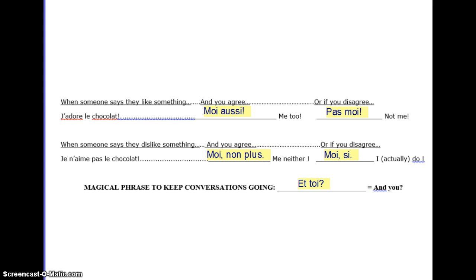The last thing I want to throw in is when you're going back and forth talking about your likes and dislikes, one of the easiest ways to keep a conversation going is by using the phrase et toi. We've had this phrase before. It's a really great phrase. It literally just means and you. As in if you tell somebody, oh, j'adore le chocolat. Et toi? I love chocolate. What about you? You're inviting them to give their opinion as well.